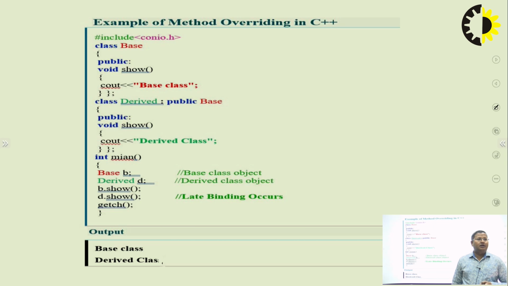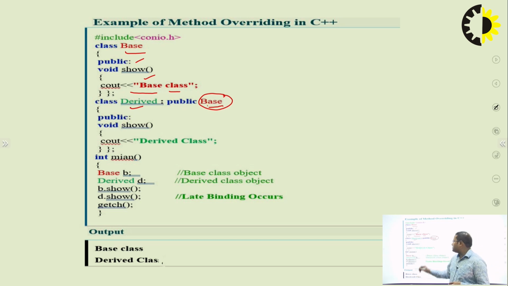Example of method overriding in C++. Here I have taken a class with the name base. In the public field I have taken the member function show, and in the body of this function the output will be displayed as base class. Now another class with the name derived is declared here, which is derived from the class base. So here base is the main class, the parent class, and derived is the child class.